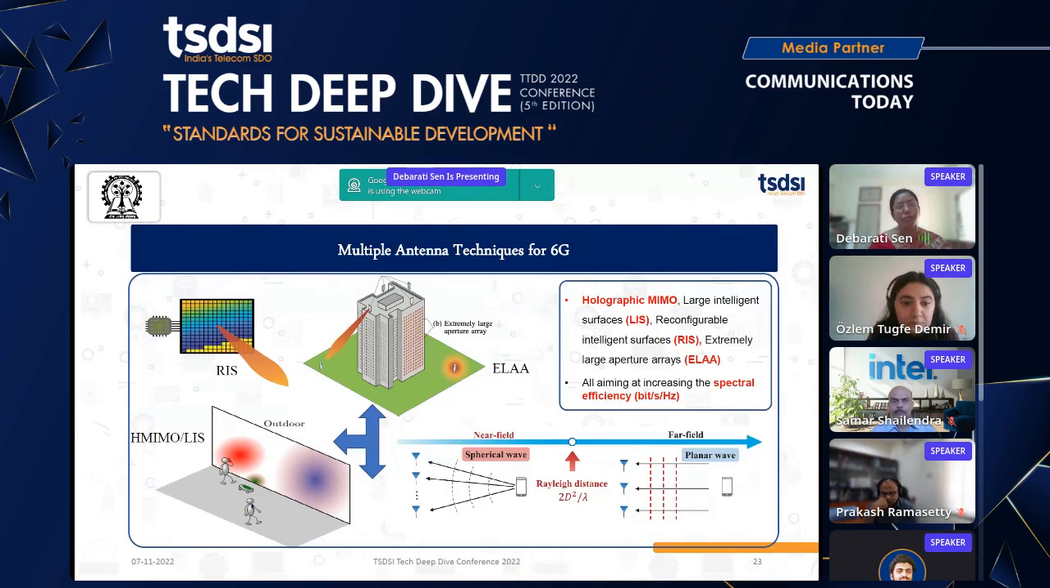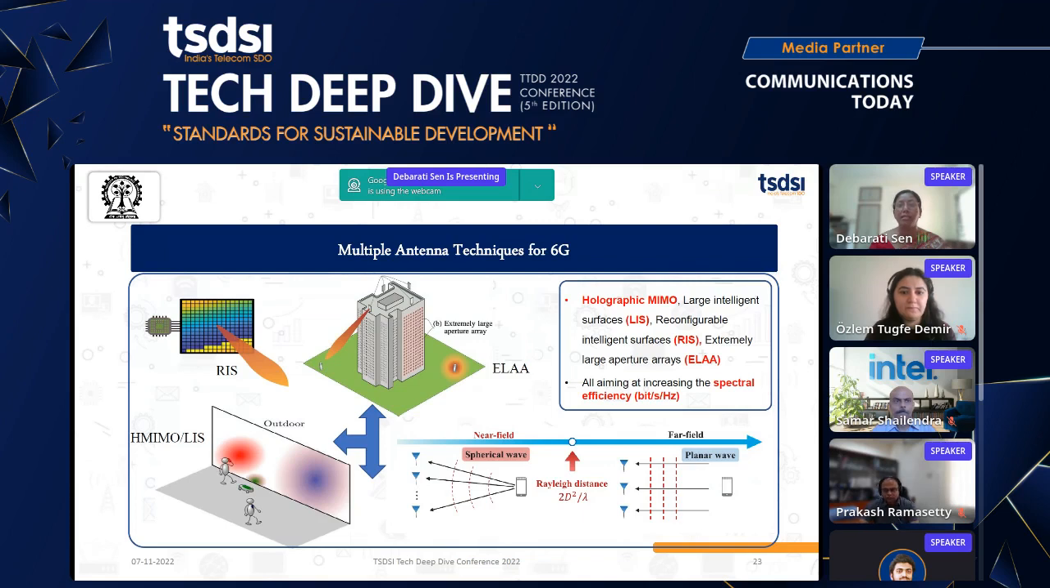Two or three things I would like to mention about this slide, about the multiple antenna techniques that we have to come up with. So this holographic MIMO, which we are talking of as HMIMO, or the large intelligent surfaces that are expected to be deployed in the environment in order to achieve this very high data rate in the future. The reconfigurable intelligent surfaces will be helping us to direct the beams towards typical directions, controlled by a passive controller from the base stations. We will be able to go ahead with a higher range also.